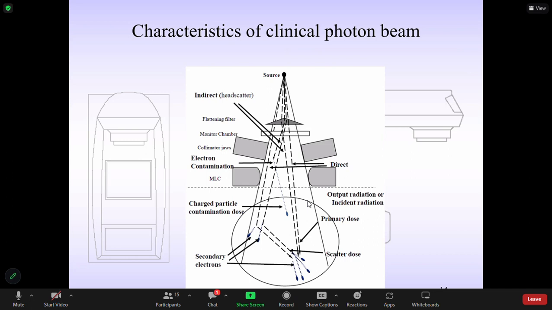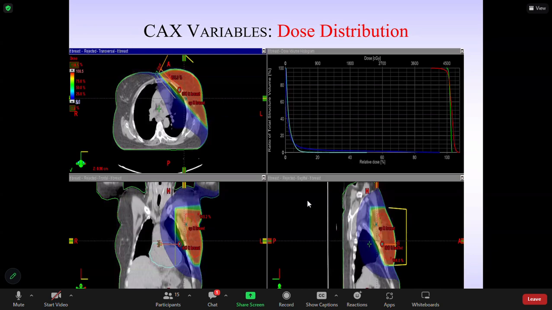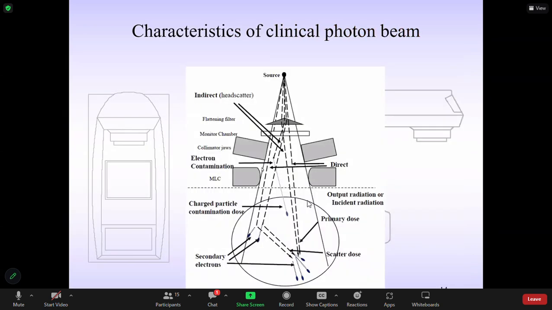This is to monitor the beam. It's an ion chamber, but it's called the monitor chamber, which is to monitor basically the output and the flatness of the beam. And then after that come the jaws. And that's what I was talking about earlier. You open your jaw to cover the appropriate size. And then you have the MLC to shape your field.